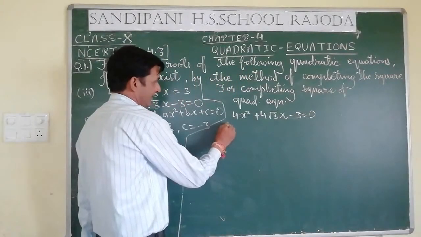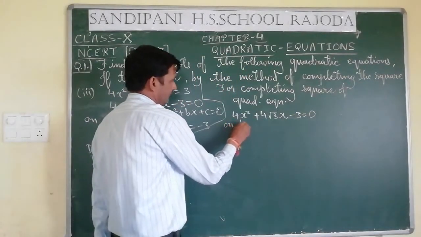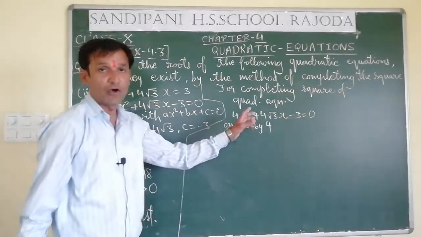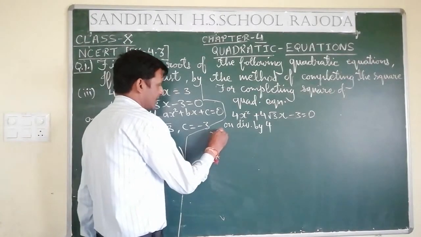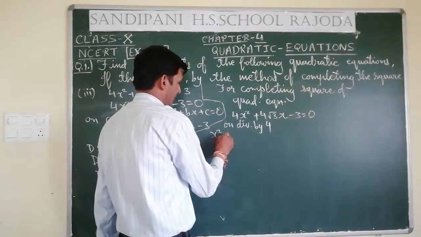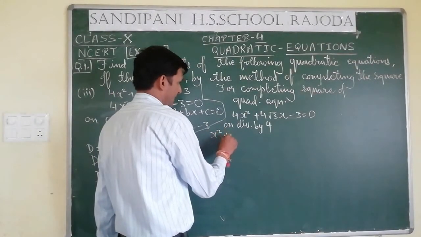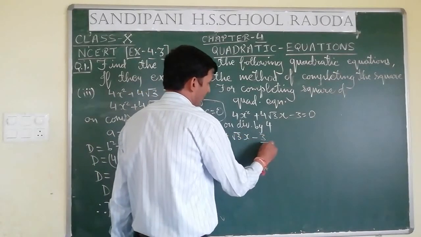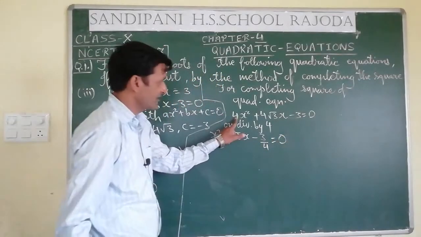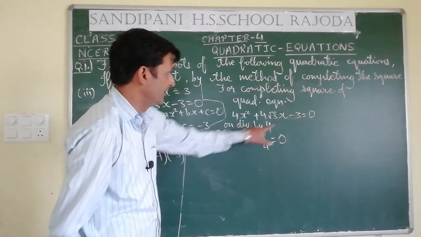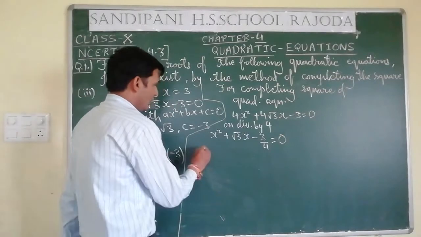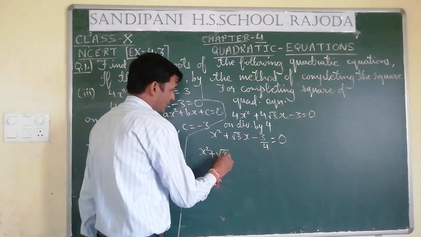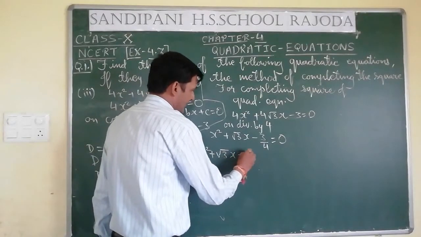So we may write it on dividing by 4, because we want to remove the x square coefficient. So it will become x square plus root 3x minus 3 by 4 is equal to 0, because here 4 is cancelled, here also 4 is cancelled, here it will be minus 3 by 4. So now we can transpose this. X square plus root 3x is equal to 3 by 4.